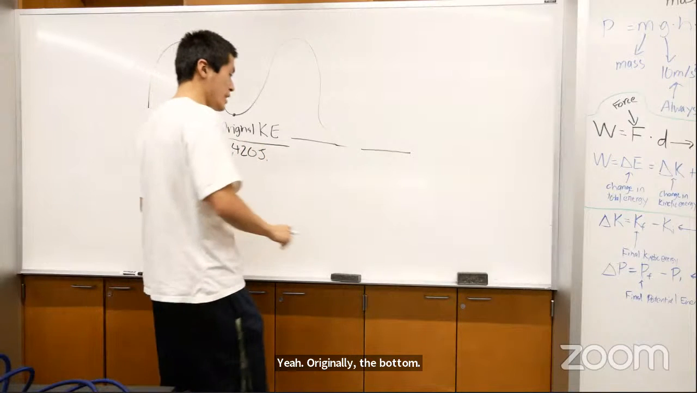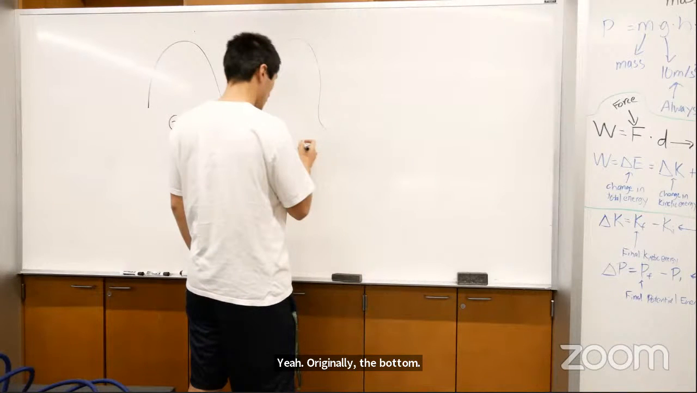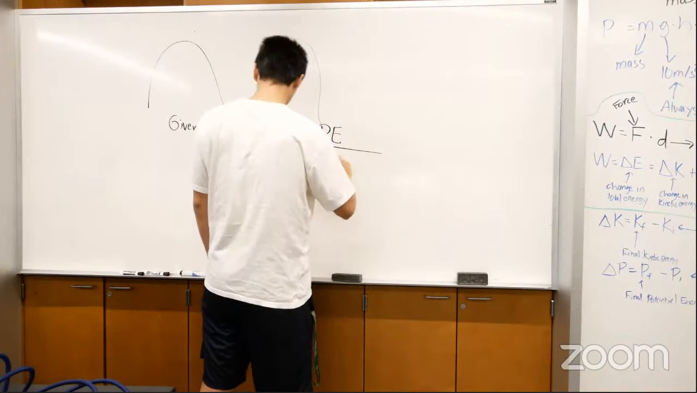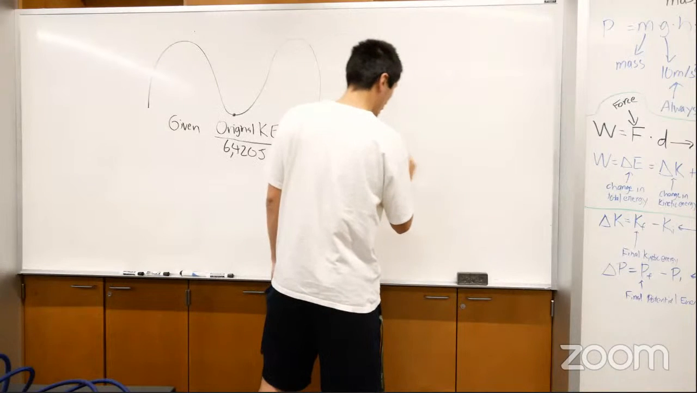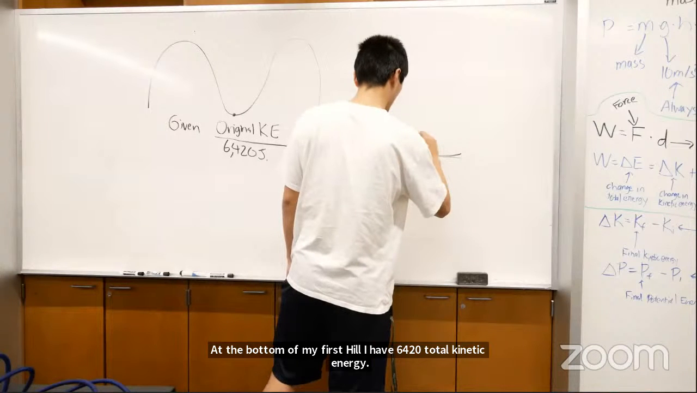What else do we know at this point, Jojo? That my potential energy is 0 because I'm at the bottom of my hill. Perfect, very smart. There's one other thing we know. Total energy. Oh, percent, right? Yeah, we know our total energy. And what's our total energy here?